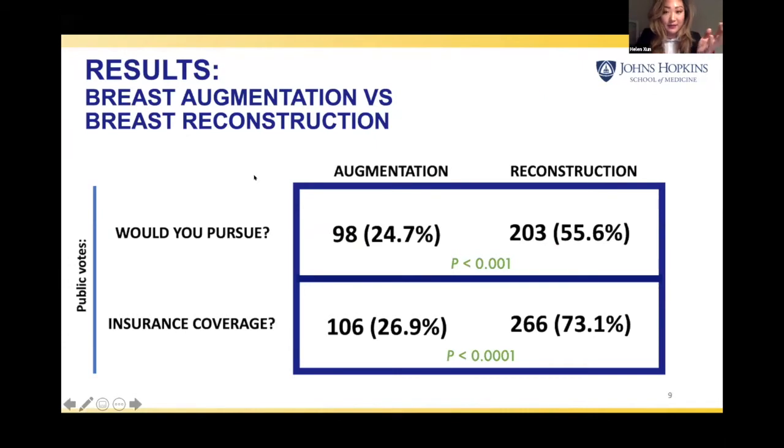We presented a breast procedure and cued it cosmetically as a breast augmentation, or we cued it reconstructively as a breast reconstruction following lumpectomy. The public voted more likely to pursue the breast reconstruction and more likely to support insurance coverage for breast reconstruction. However, we were surprised to see that only half of the people would pursue a breast reconstruction if they were in the same position, and support for insurance coverage was just under 3/4.